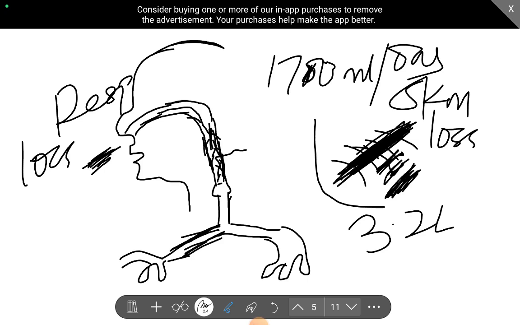The renal loss, of course, you urinate all the time. But if there's frequent urination, that's known as polyuria. But don't worry. The kidney loss is about 1.5 liters per day. Of course, you have to urinate. So you are going to lose fluid. So 1.5 liters is from the kidney.